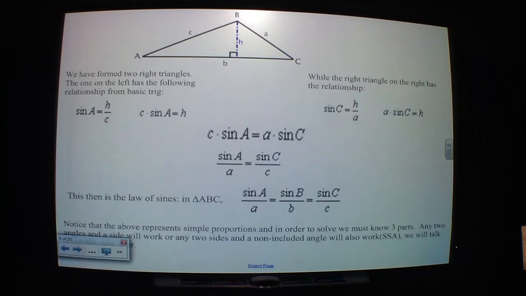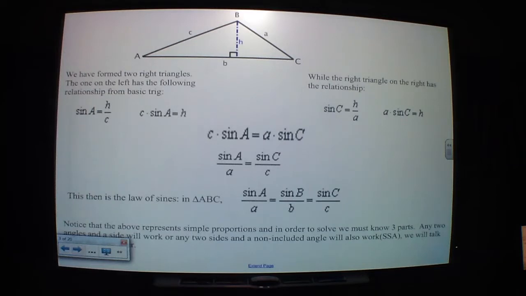Now the triangle on the right, I could do sine of C is equal to my opposite over hypotenuse, so sine of C is equal to h over a, and solve that for h also. Same h, same height. So I can set h equal to h. Instead of h, I can call it c sine of A, and for the other h, instead of calling it h, I can call it a sine of C. So c sine of A is equal to a sine of C.